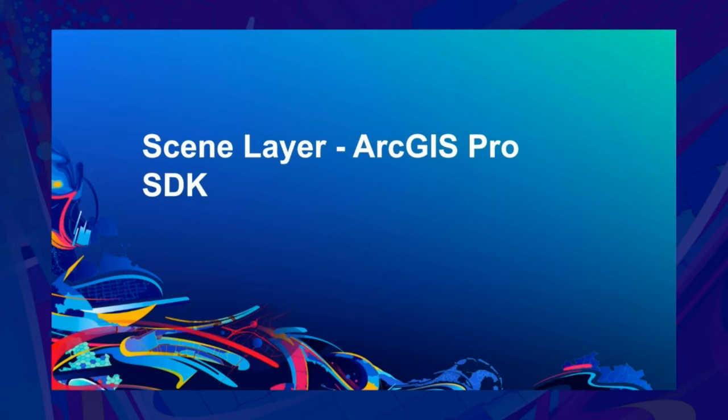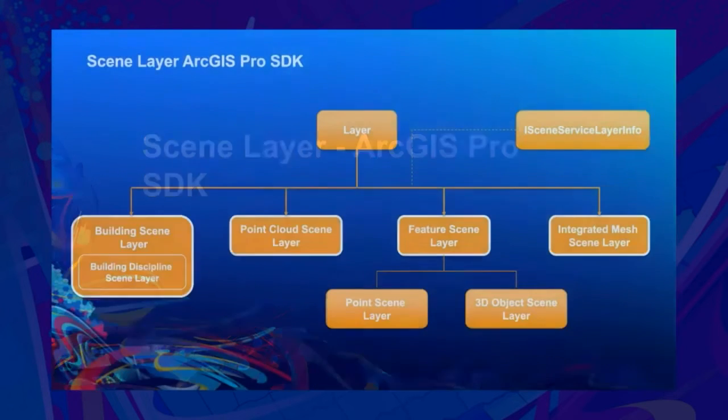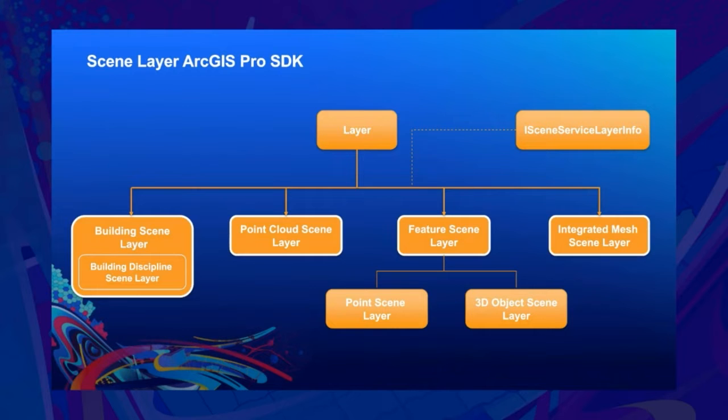I now want to take a second to mention another available SDK for .NET, the ArcGIS Pro SDK. With the ArcGIS Pro SDK, you can extend ArcGIS Pro. For the Scene Layers team, we give the ability to create scene layers from a generic layer and the ISceneServiceLayerInfo, which can be thought of as an interface to what a particular layer can do. This SDK can be downloaded from my.esri.com or from Visual Studio Marketplace.